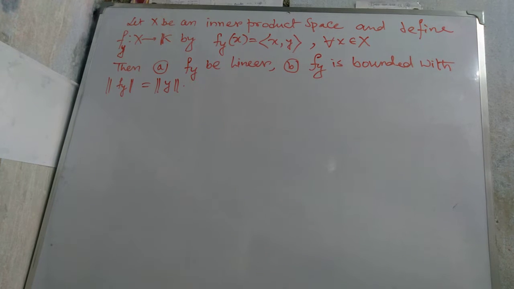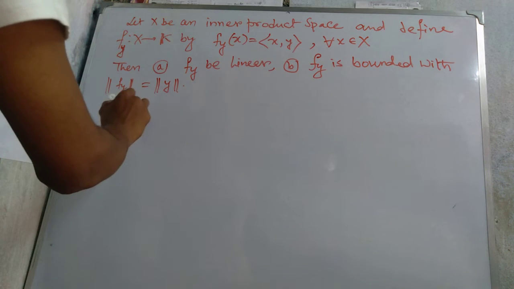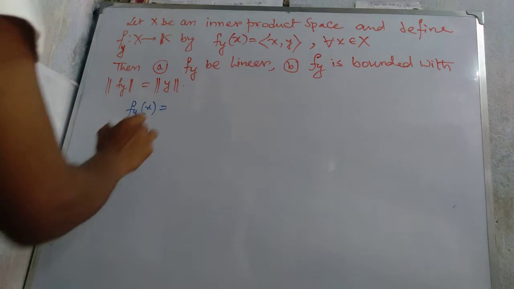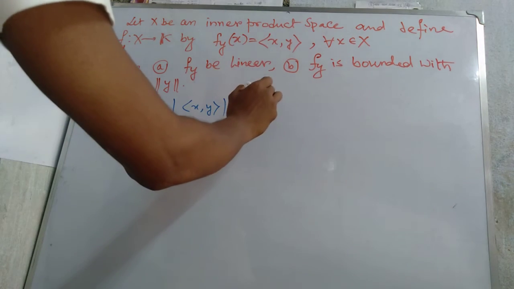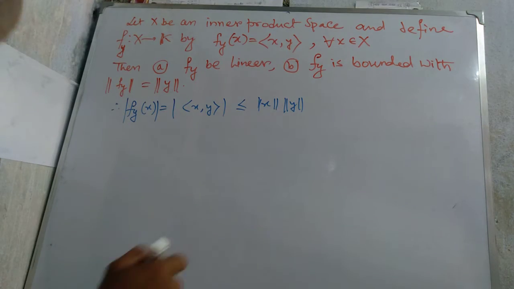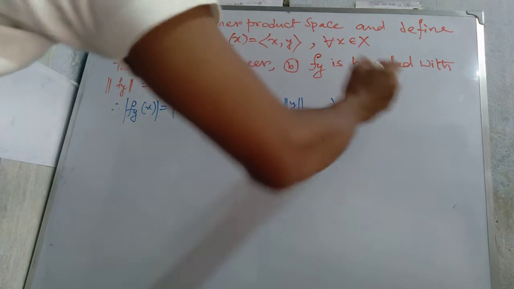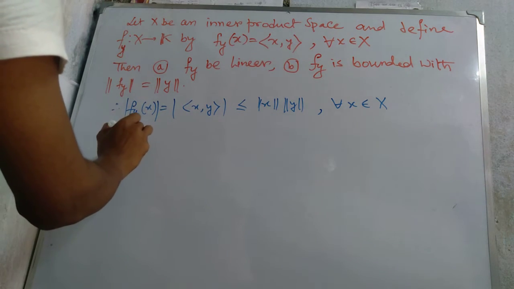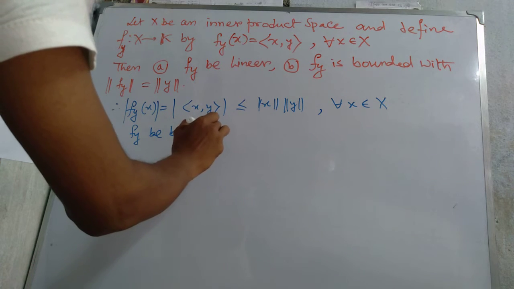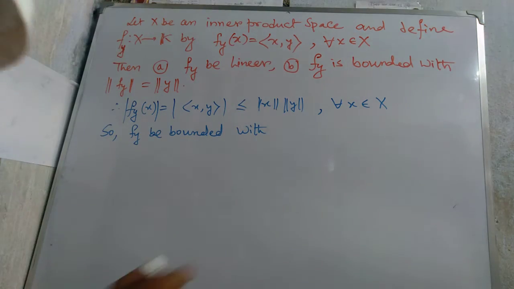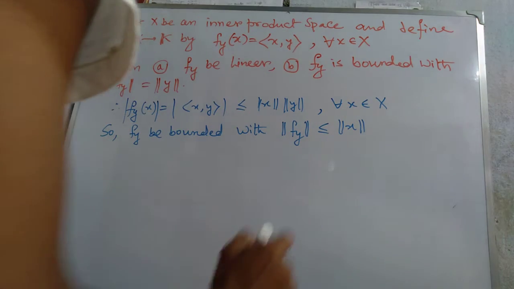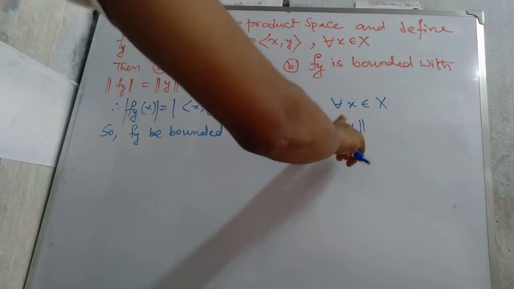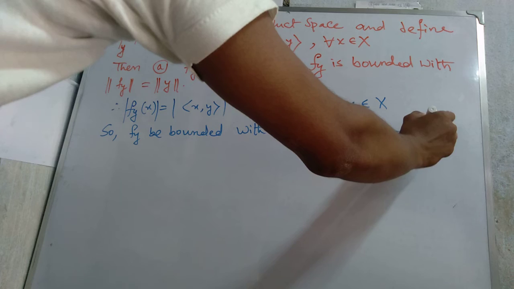Okay, now we are going to discuss that. Mod of F_y(x) equal to mod of inner product of x and y less than or equal to norm of x norm of y for all x belongs to X. So F_y is bounded with norm of F_y less than or equal to norm of y. Sorry, norm of y, not x.